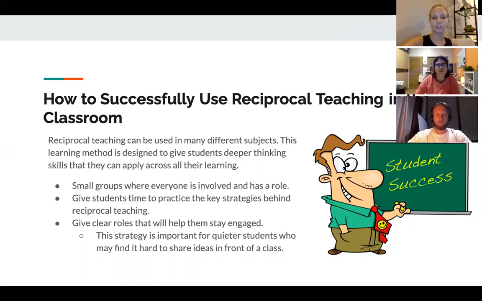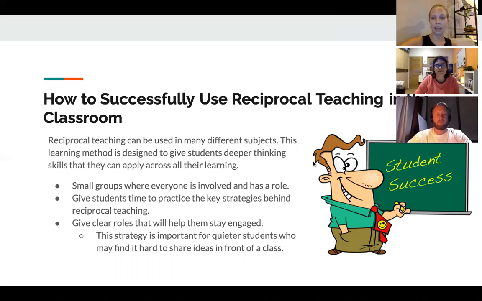You also want to give students time to practice the key strategies behind reciprocal teaching. So this isn't something that you would implement for 5 minutes in the classroom. You would really want to give the students time to ask questions about the roles and really develop their strategies and skills with each role so that their confidence is higher. And you want every person in a group to have a role. So that is why it is a 4-person group strategy.